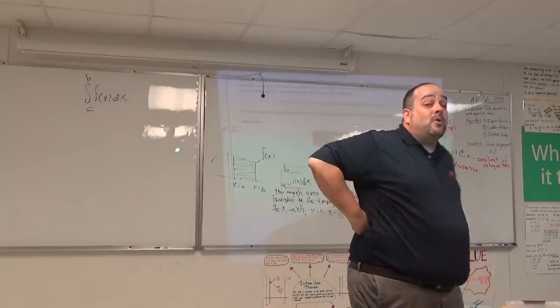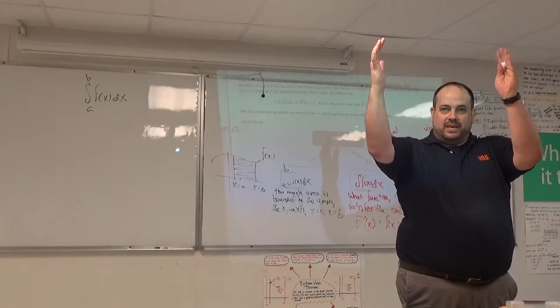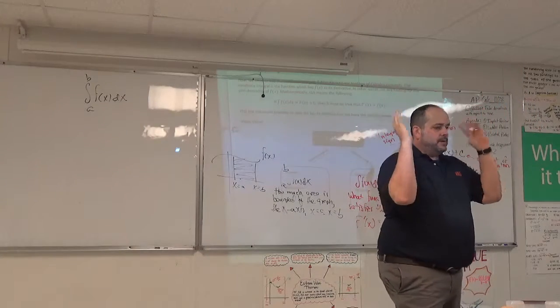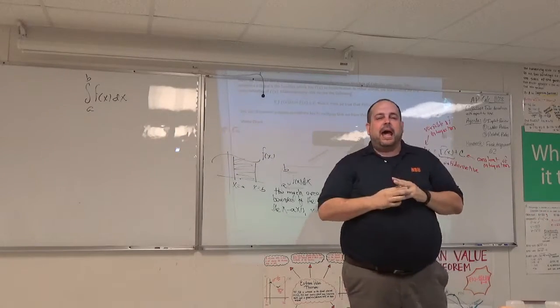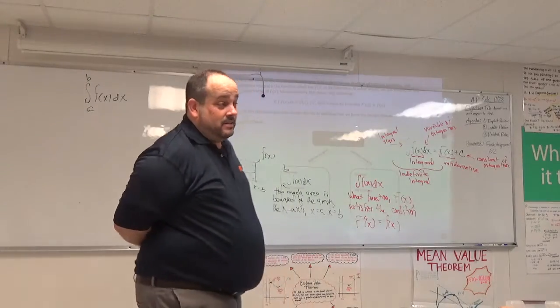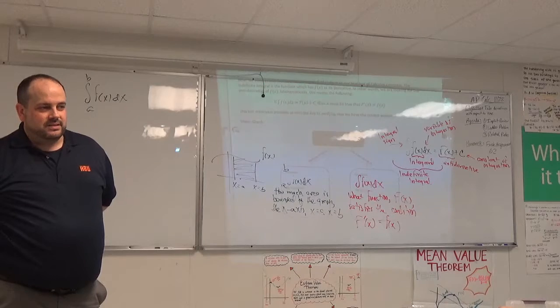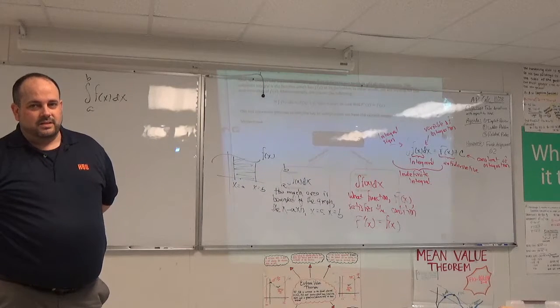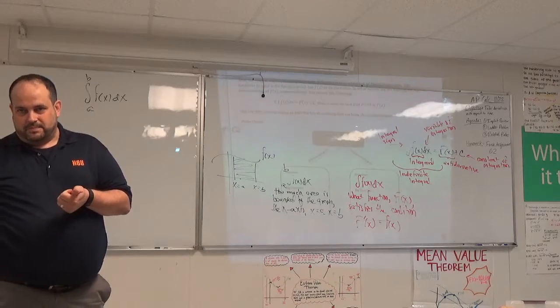Okay, the power rule. When you have x to a power, the power rule says bring the power down and reduce the power by 1. I might ask you for the derivative of arctangent of x. It's 1 over 1 plus x squared. The derivative of arctangent of x is 1 over 1 plus x squared.